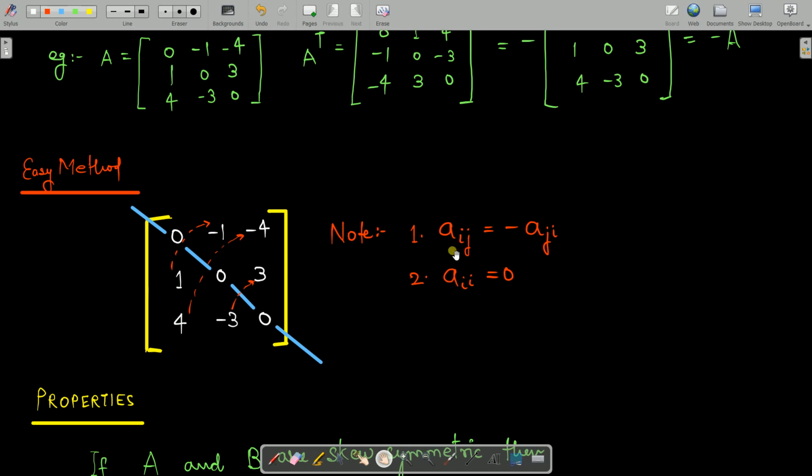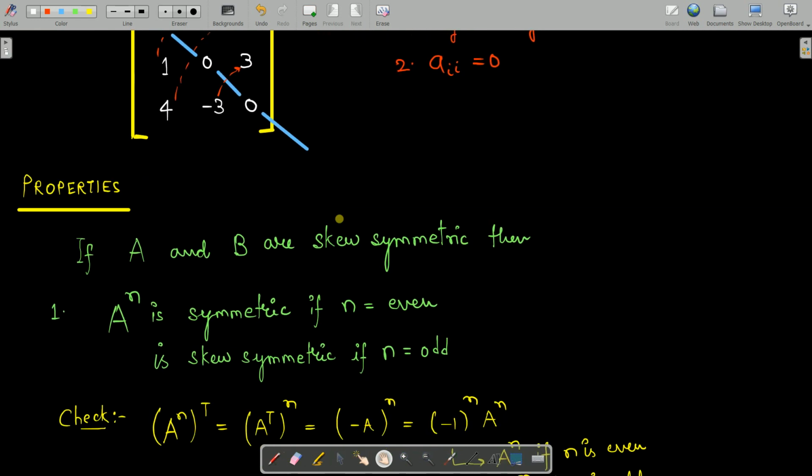That is the first condition. The second condition is Aij should be equal to minus Aji. That means if you interchange this with this, this with this, and this with this, you will get the negative sign. So this is your mirror, and the mirror elements, that is 1 has its mirror image at minus 1, 4 has its mirror image at minus 4, minus 3 has its mirror image at 3. If these opposite elements have opposite signs, then we can say that this is a skew symmetric matrix.